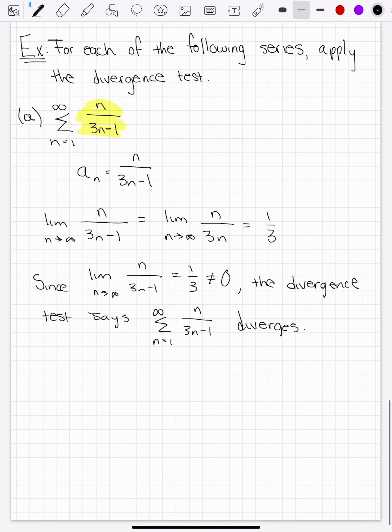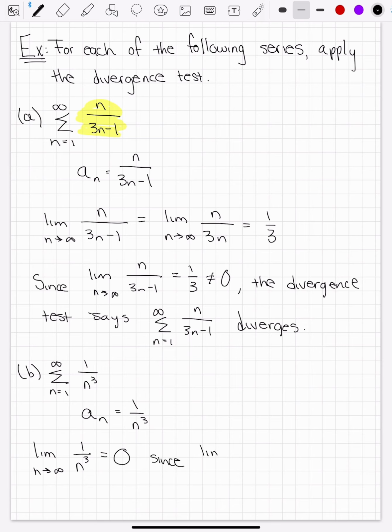Okay, now let's move on to part B, which is the sum from 1 to infinity of 1 over n cubed. So again, our formula an here is 1 over n cubed, and if we do the limit of that, we know dividing 1 by a huge number is going to go to 0. So since the limit as n approaches infinity of 1 over n cubed is 0, then the divergence test, remember, if it's equal to 0, is inconclusive.